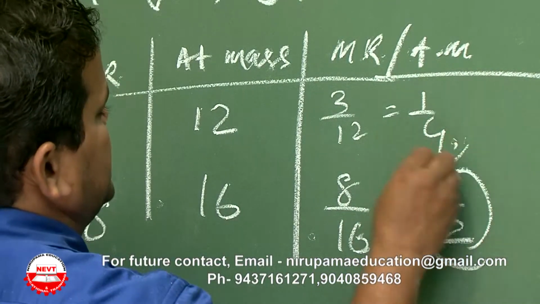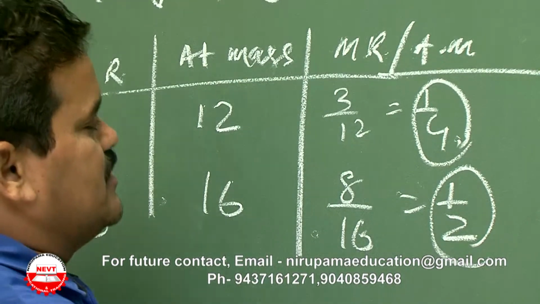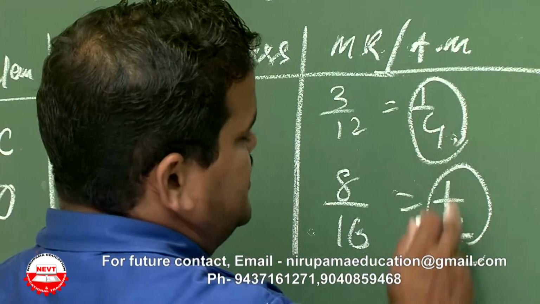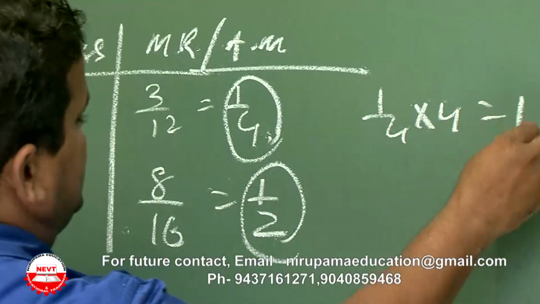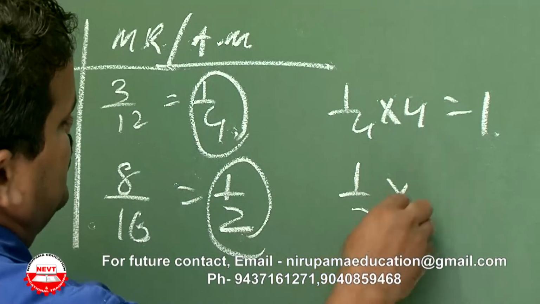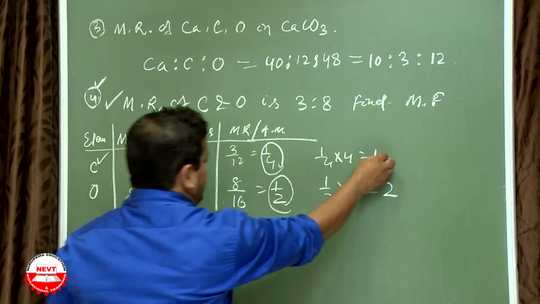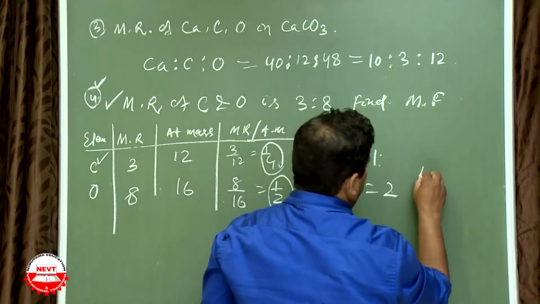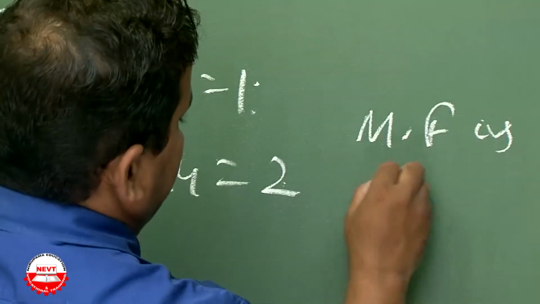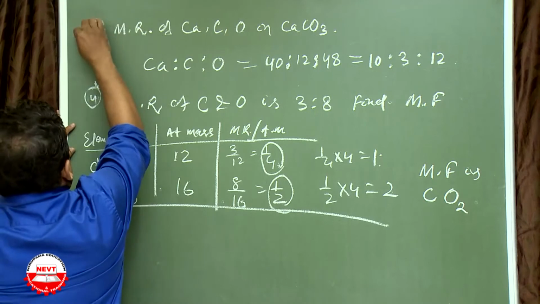So this is the simplest ratio you got. Now make it whole numbers. Here 4, here 2, so the LCM is 4. So 1/4 into 4 is equal to 1, and 1/2 into 4 is equal to 2. That means you got C1O2. That means the molecular formula is CO2.